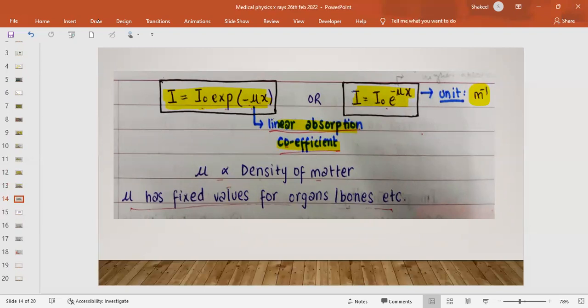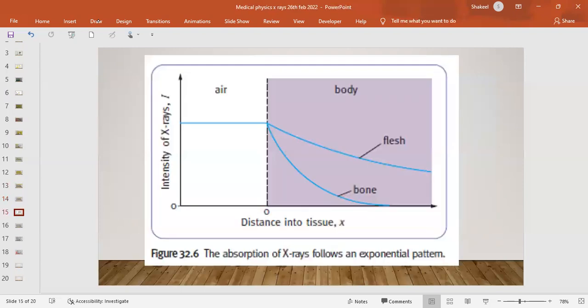Mu is actually the linear absorption coefficient, which depends upon the density of the matter. The greater the density, the greater would be mu, and mu has fixed values for all matter.